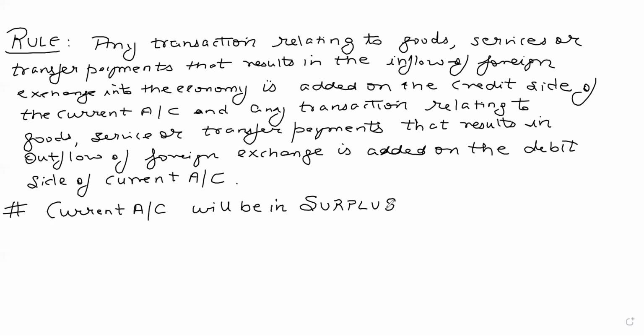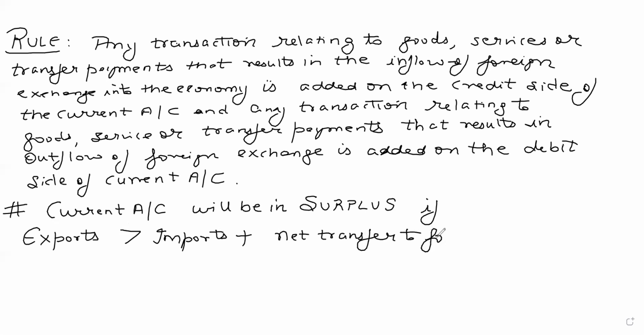The current account will be in surplus if the exports of the domestic economy are more than its imports plus the net transfer made to the foreigners. Now, guys, if we go by this rule, clearly all of us know that when we are exporting to the rest of the world, foreign exchange is coming into our country because payments will be made by the foreigners in lieu of what we are exporting to them.